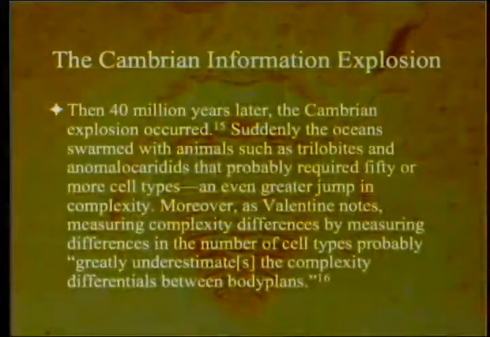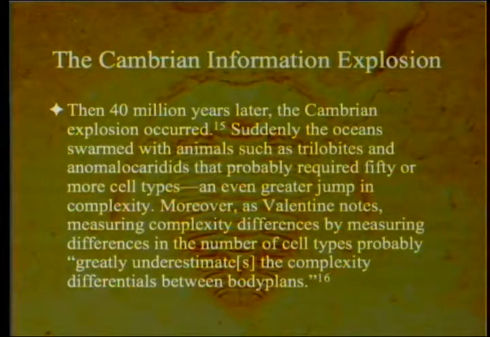So now for each phylum, you might have 50 cell types, let's say, with half overlap, and now you're talking for two phyla, 75, for three phyla, 100, for some 30 phyla, which is Stephen Jay Gould's best estimate, something like 25 times 30, whatever that is. So suddenly you have all kinds of cell types coming out. Jim Valentine notes that measuring complexity differences by the number of cell types probably, as he puts it, greatly underestimates the complexity differentials between body plans.